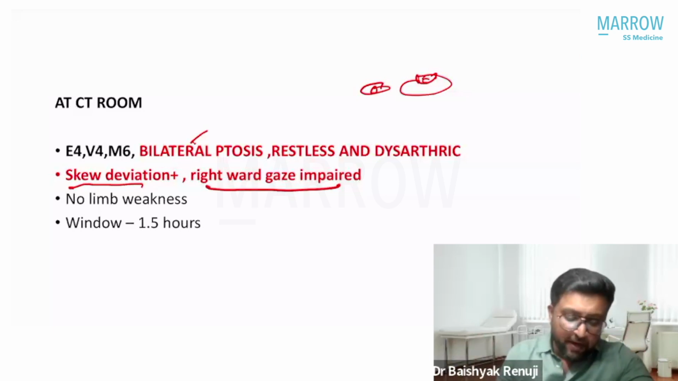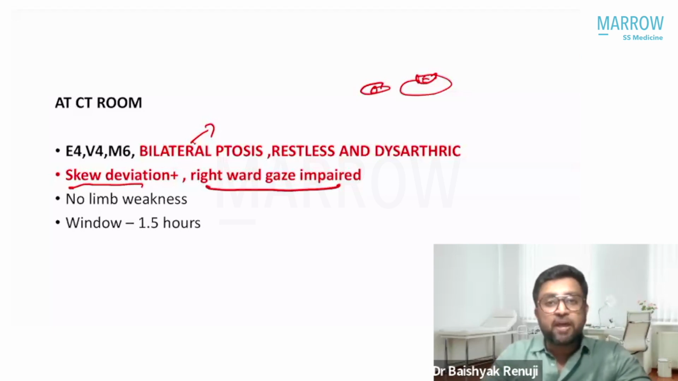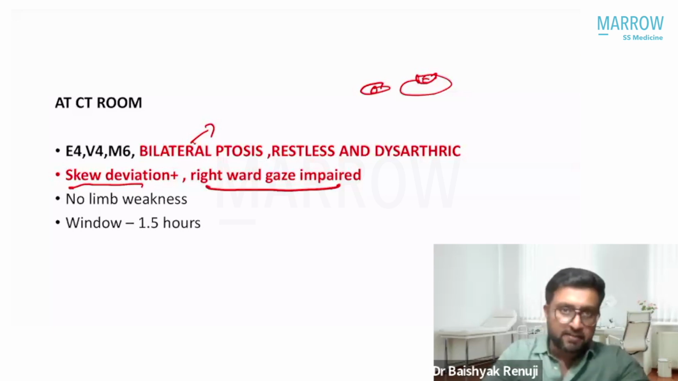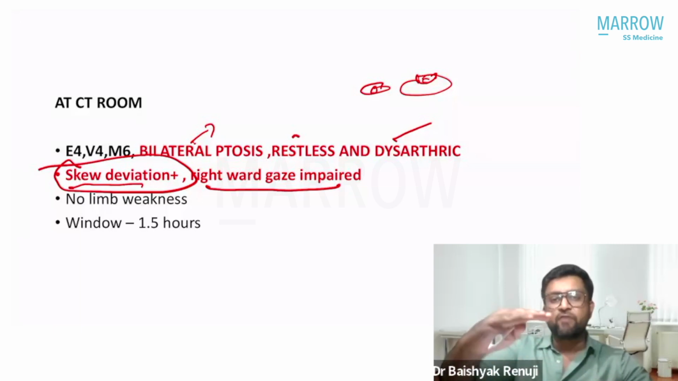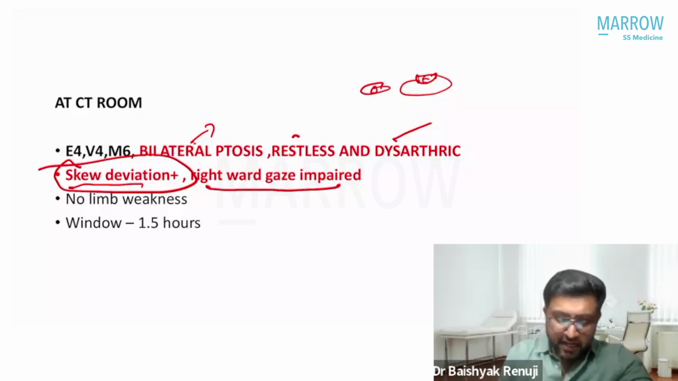Because a right parietal lesion can present with bilateral mild ptosis, but this is very severe ptosis. It can occur in the brainstem, in the thalamus, in the hypothalamus. Again, it started with vertigo or dizziness. Then he is restless, severely dysarthric, with skew deviation. Skew deviation happens usually in brainstem infarct or cerebellar infarct. That is, one eye is malaligned, one eye is upward and one eye is lower. And rightward gaze is impaired.